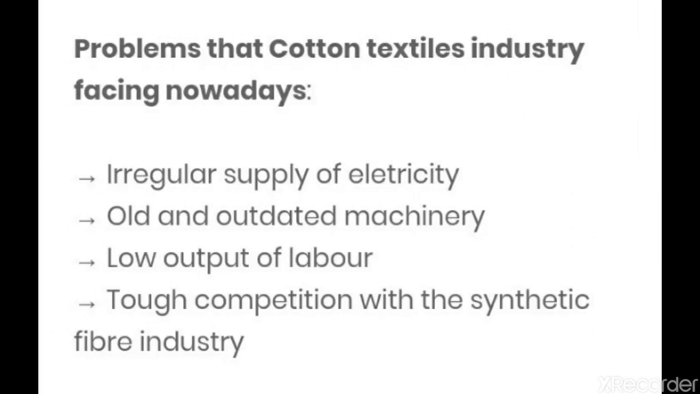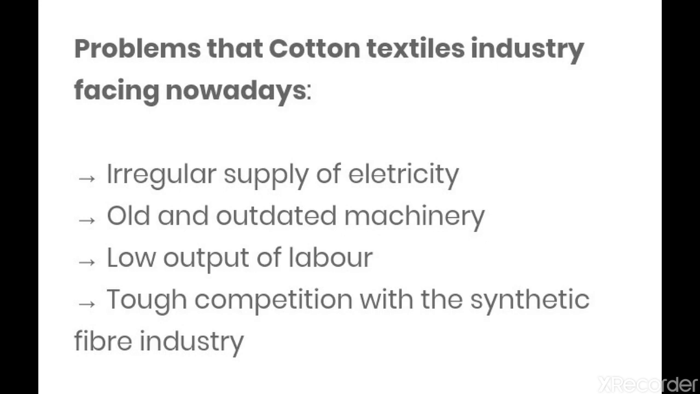So this industry is located in these areas. Now the question is, what are the problems that the cotton textile industry faces nowadays? The problems are, number one, irregular supply of electricity. The cotton textile industry faces problems with electricity. Electricity is irregular in nature and the industry suffers because of this.